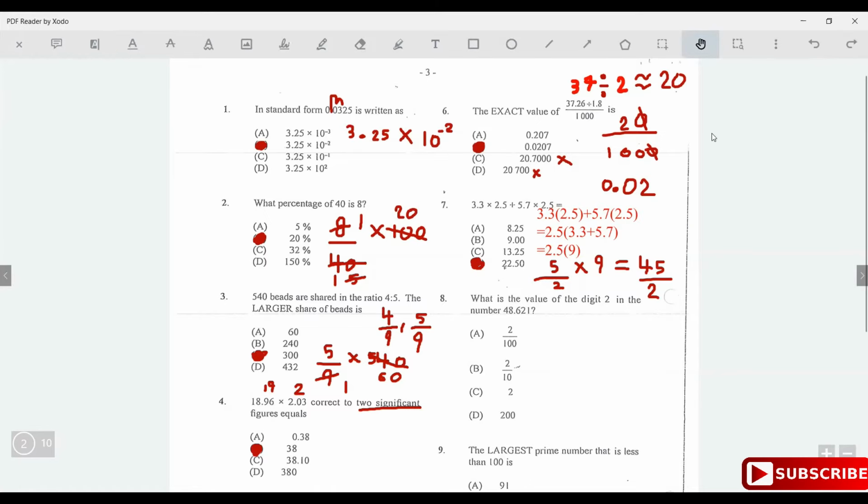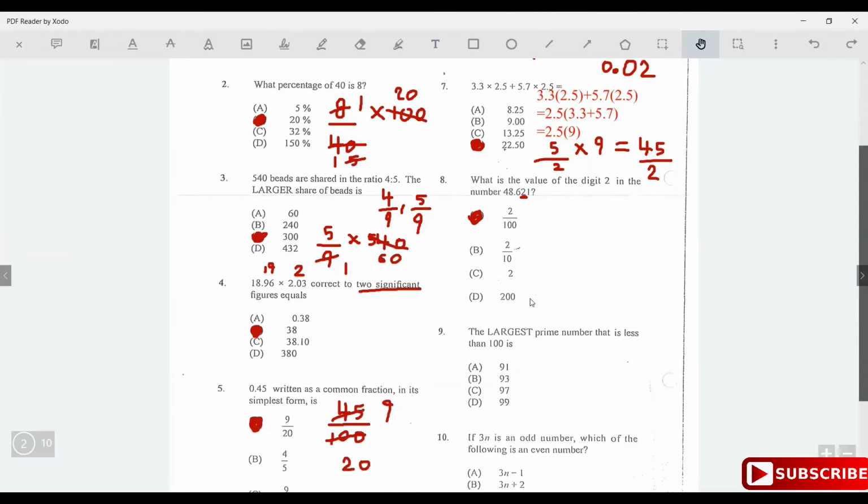All right. Question 8. It says, what is the value of the 2 in the number 48.621? Now this 2 right here falls in the hundredths column. Tens, ones, tenths, hundredths. So it's 2 over 100. Nice and easy. Question 9.